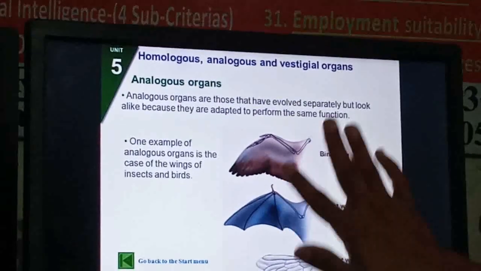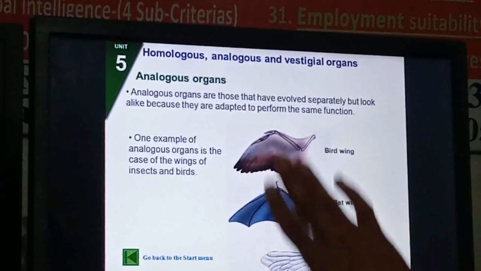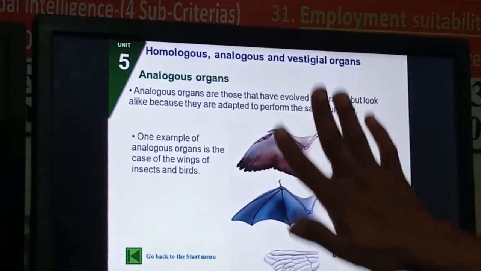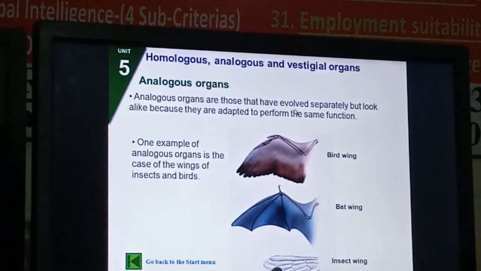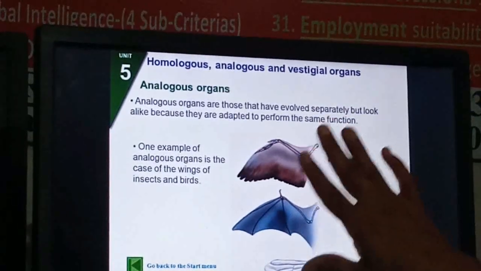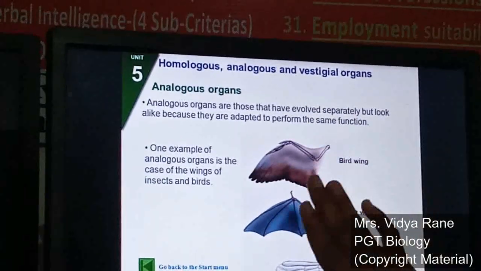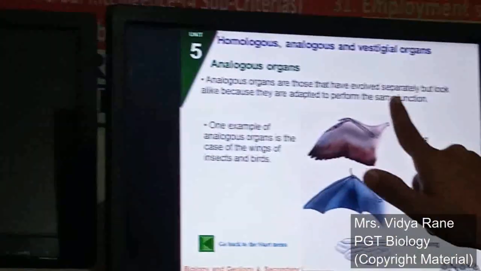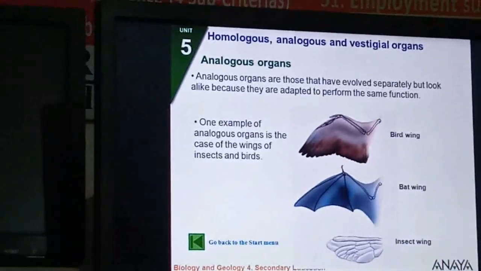But if you look at their internal structure, it is different. So these are called analogous. Analogous means they look similar and do the same function, but their internal structure is different, or their origin is different. These structures are known as analogous organs. It is exactly opposite to the homologous organ. So you can give the definition and the example of bird, bat and insect wings.